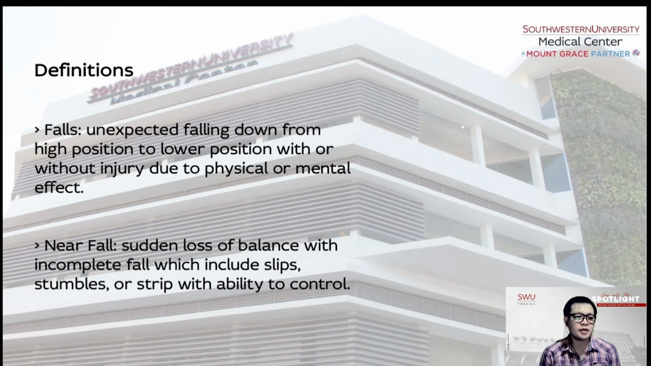Second is near fall. The definition for this is the sudden loss of balance with incomplete fall, which includes slips, stumbles, or trips with ability to control. So when you talk about fall, it doesn't necessarily mean that we are considering the patients alone, but we are also considering your colleagues, yourself, or whoever is inside the institution who might be at risk for fall or some injuries.